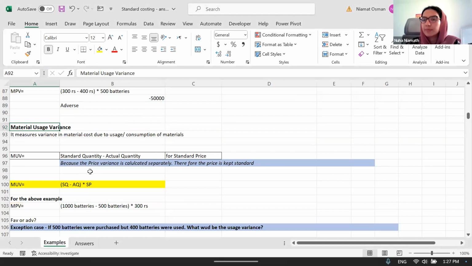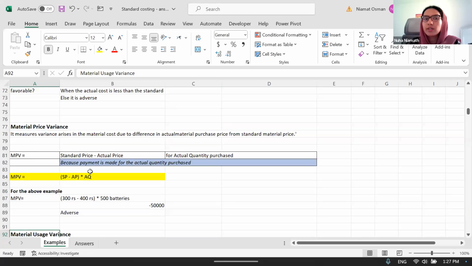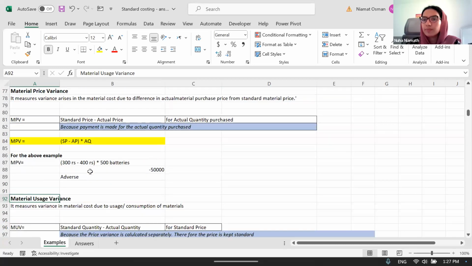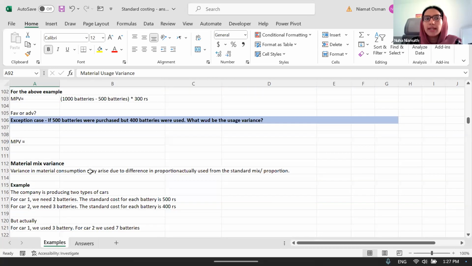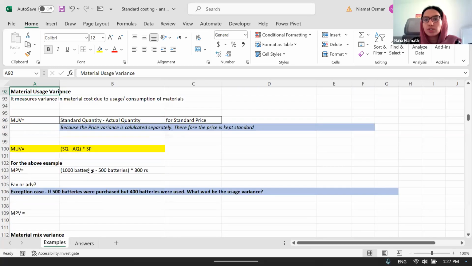Yes, Khatija. Everybody clear with material price variance? Okay. All right. Perfect. Now let's go into the next one, which is our material usage variance. What is usage variance? How much we should have consumed versus how much we have actually consumed.